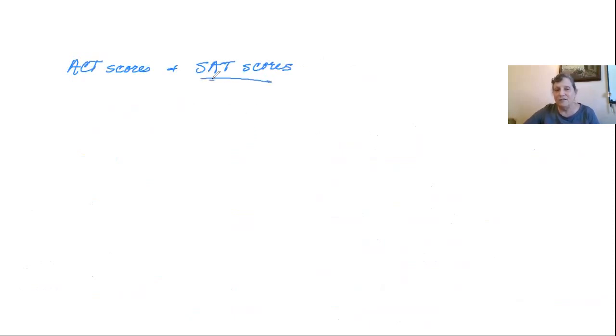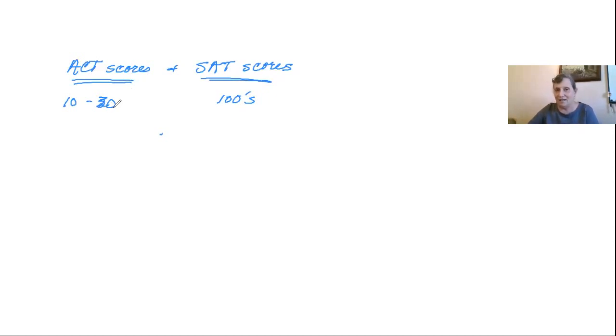But your typical SAT score is going to be in the hundreds. Your typical ACT score is going to be in the teens to 20s, kind of like between 10 and 30. I've never seen one as low as 10, and I've never seen one as high as 30. So these are in 2 digits. These are in 3 digits.